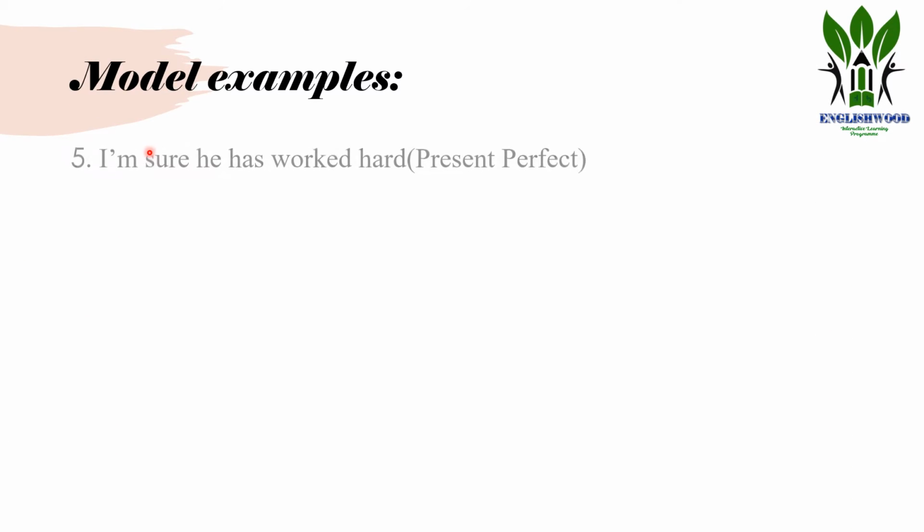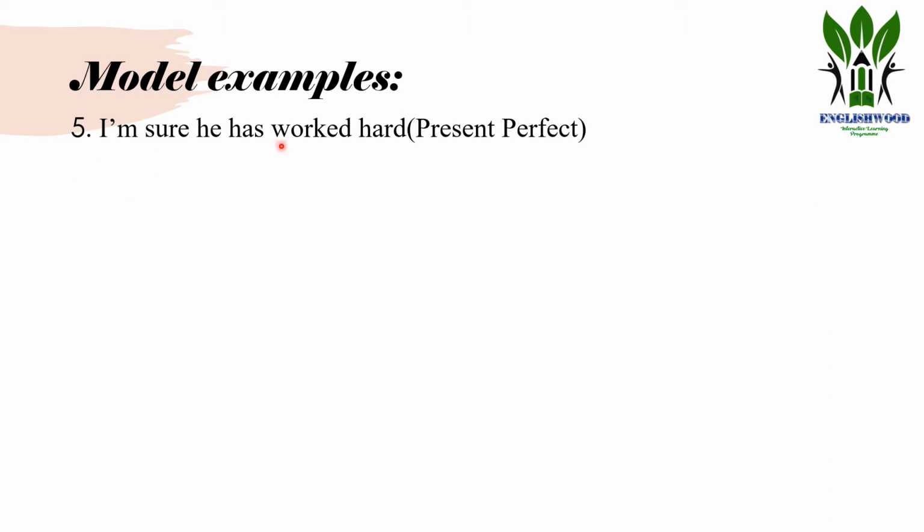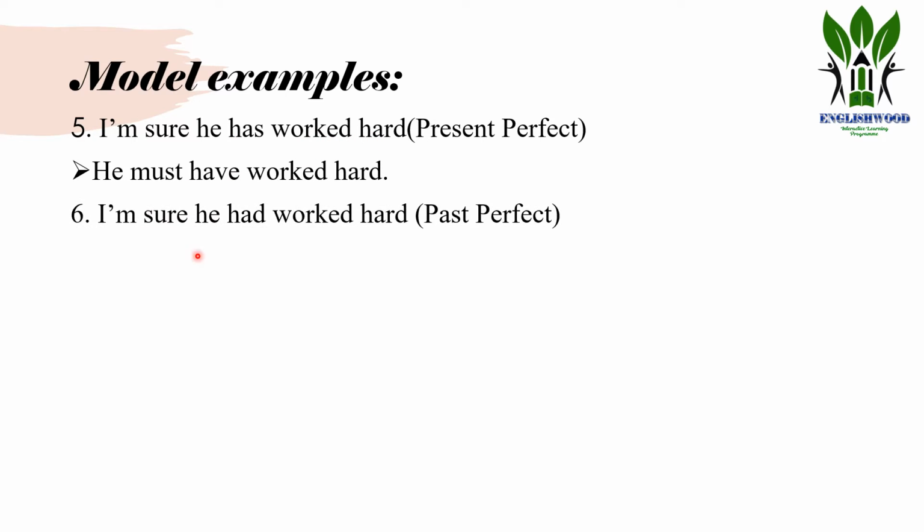So let's see some more model examples. I'm sure he has worked hard. So I'm sure he has worked hard changes to he must have worked hard. So has worked hard changes to must have worked hard. I'm sure he had worked hard, past perfect. It also changes into he must have worked hard. This sentence is not used very frequently.